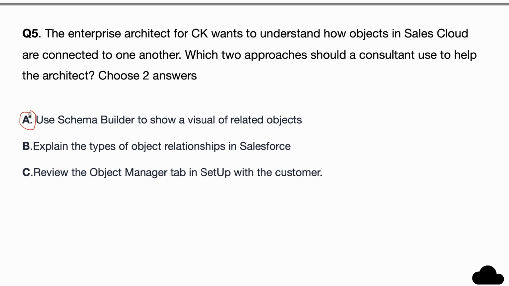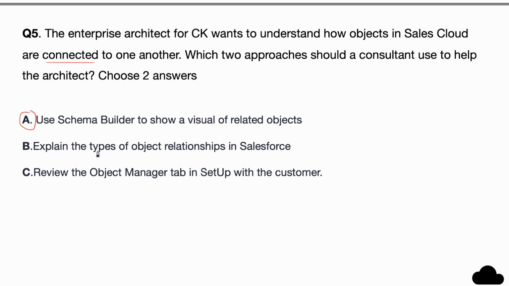So the schema builder in Salesforce displays relationships, and you can access this by going to setup and typing in schema builder, and you're just going to see a whole bunch of interconnecting boxes and lines. It showcases all the relationships between fields and objects within Salesforce. So this is definitely going to be important if we're talking about how objects are connected or related to one another.